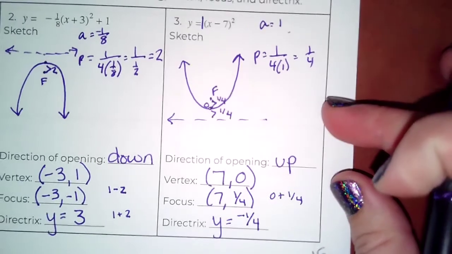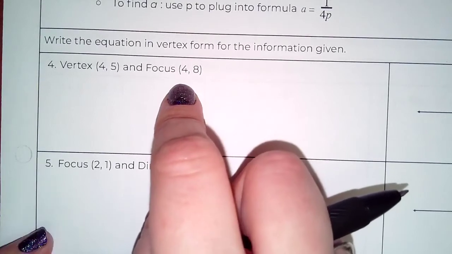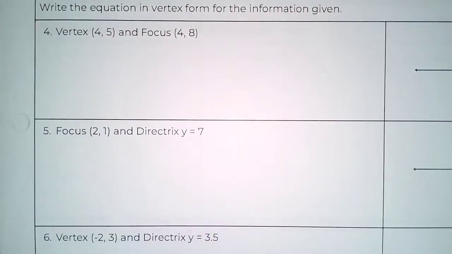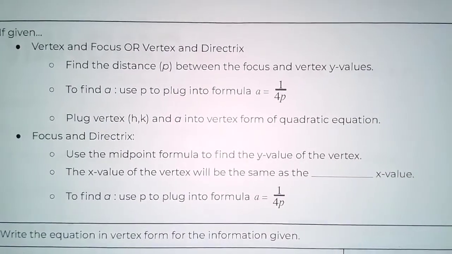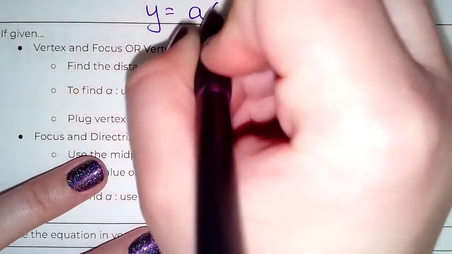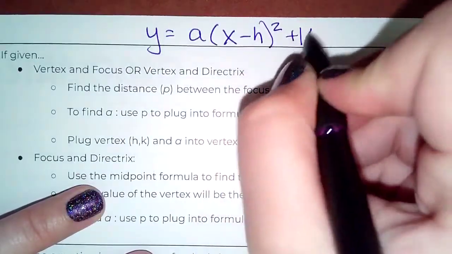All right. Next, we have to be able to find the equation of a quadratic if I give you two things: the vertex and the focus, focus and directrix, or vertex and directrix. So here are our little reminders on what to do. First, let's go ahead and write our formula. So y equals a times (x minus h) squared plus k.